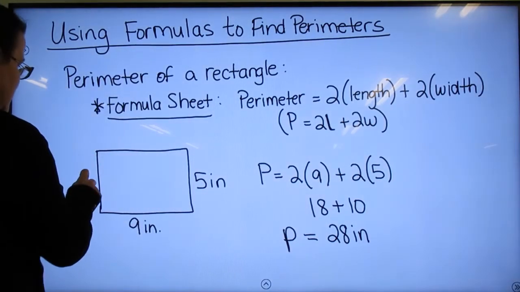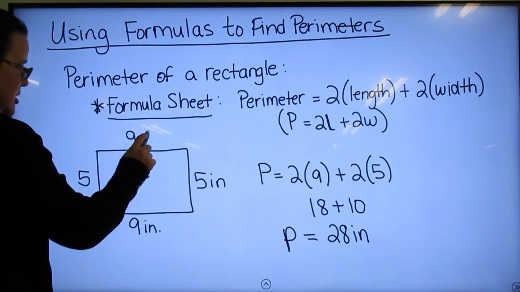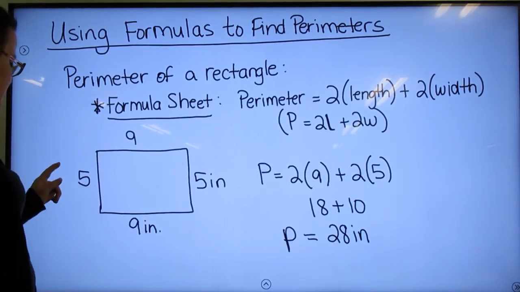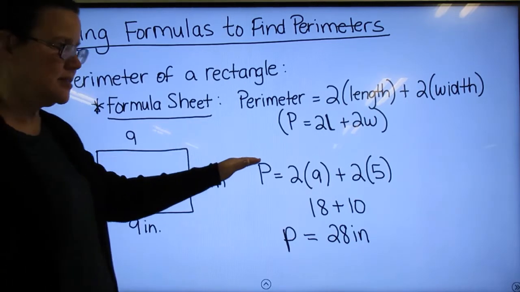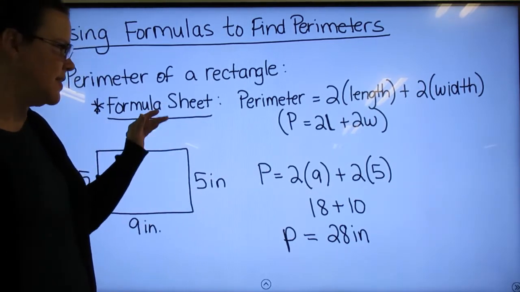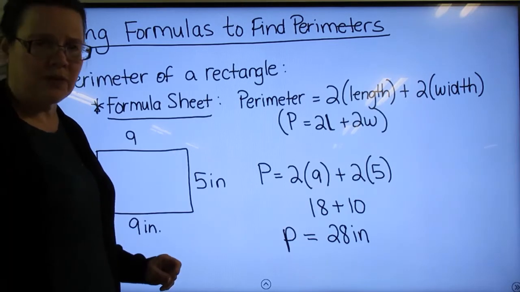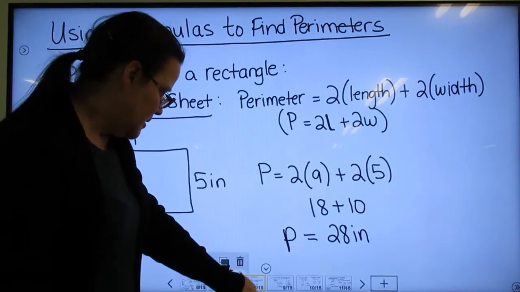Not that hard. It is basically taking each side and adding it all together. If you wanted to do 5 plus 5 and 9 plus 9, that's okay too. But this is the formula they give you on the test. And if they ask you for the perimeter, I would hope that you would use this one. All right.